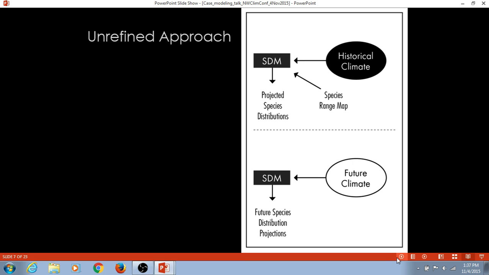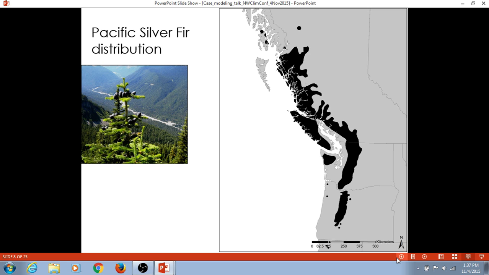And then for future projections, you just apply future climate. In this case, we used the A2 scenario, because that's what Sarah used for her DGVM, that LPJ model, and across 5 different GCMs. So these are the range maps that we used. Coarse, very coarse. We decided to use these because, well, they're widely used by managers, and they are easy to get a hold of, and plot data, especially Forest Service FIA data, stops at the border.